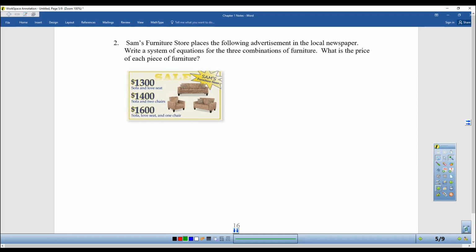So Sam's Furniture Stores places the following advertisement in the local newspaper. Write a system of equations for the 3 combinations of furniture.